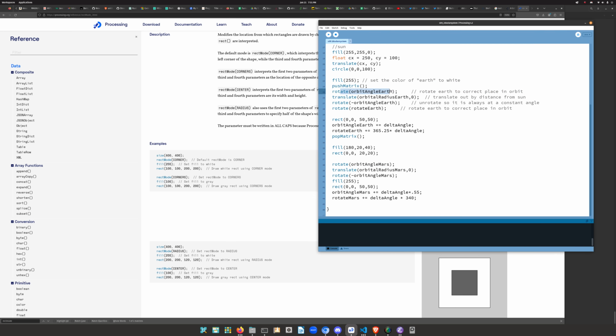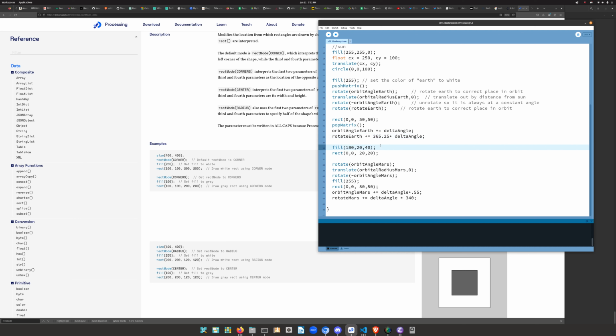Alright, so we are rotating by the Earth, translating, unrotating, and then rotating the Earth. And the Earth was in fact working correctly. It was spinning. And we draw the Earth, and it's in white. And then we increase the orbital angle. Okay, now that's not inside push matrix, pop matrix. That's just simply every time you draw it, you update the numbers. Okay, and then Mars we're drawing in red.